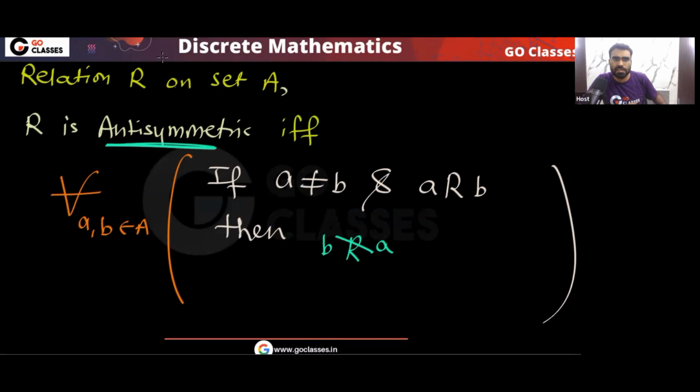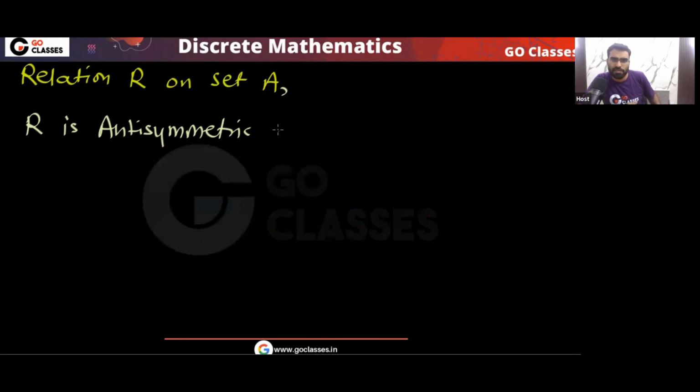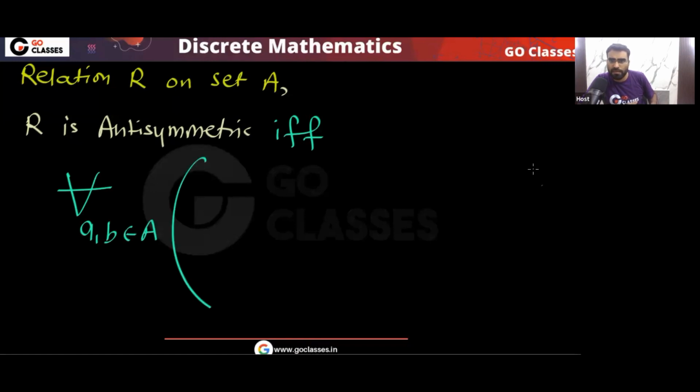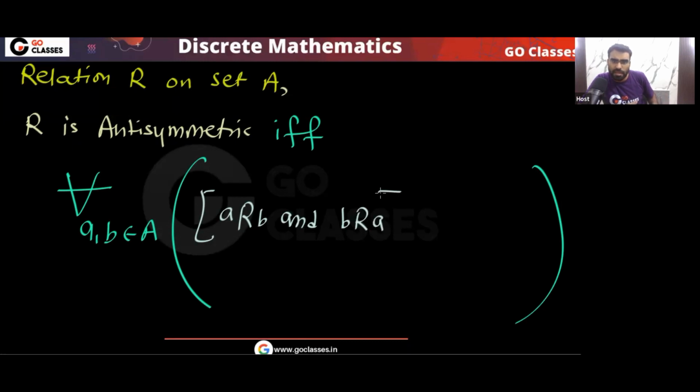Okay, so this is another way to define antisymmetric relation, and the most useful definition, let me tell you. That relation is antisymmetric if and only if for all A, B in this set A, what should happen? See, if these two things are happening, that A is related to B and B is related to A, then in the antisymmetric relation for A, B, can they be different? Can A, B be different?